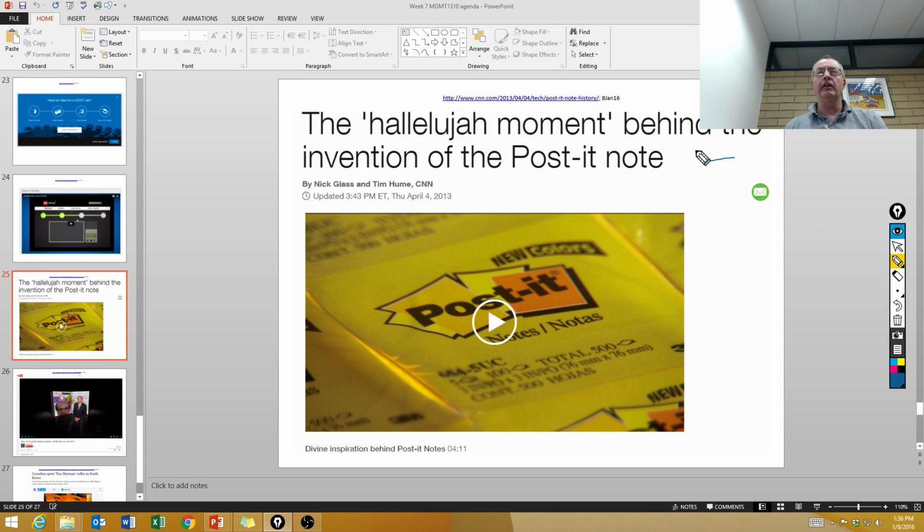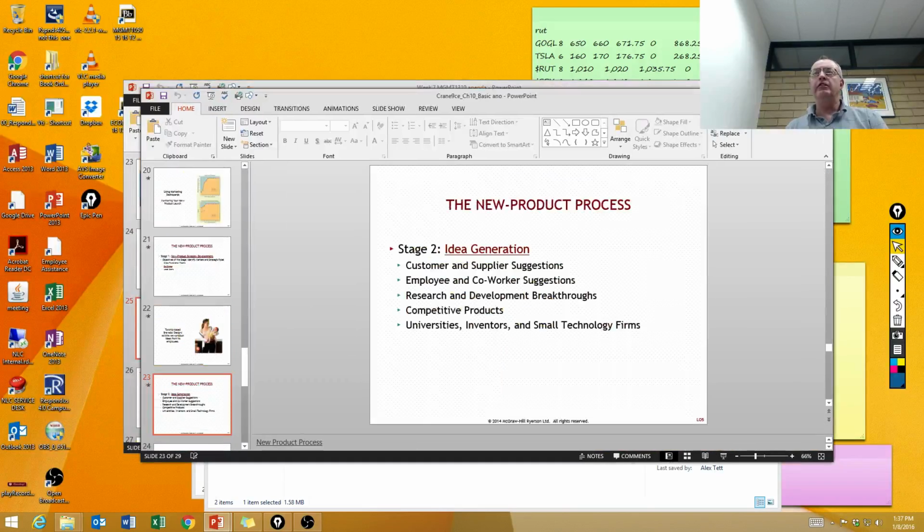I have a video posted in Moodle, I think it's 3 or 4 minutes, about what inspired these employees to develop these Post-it note products. Post-it notes are a fabulously successful product. They sell something like 100 billion Post-it notes per year, but half of them are only about this big. Anyway, it's an interesting example of employees coming up with great product ideas.